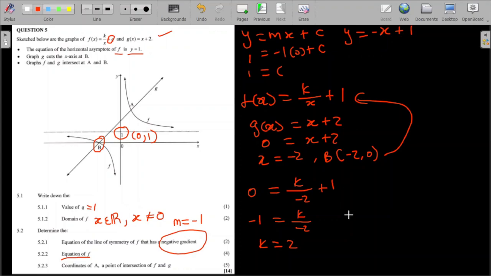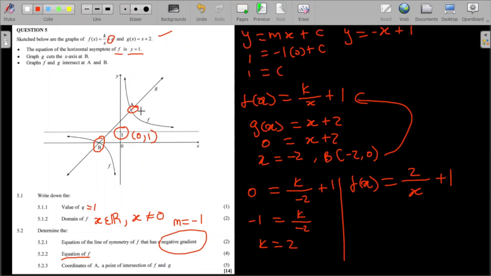Now, after that, I have to write the whole graph. So my f of x is equal to 2 all over x and then plus 1. Now, this is the full equation of f. Now, here they're saying let's calculate or determine the coordinates of A, which is this point here, a point of intersection of f and g.